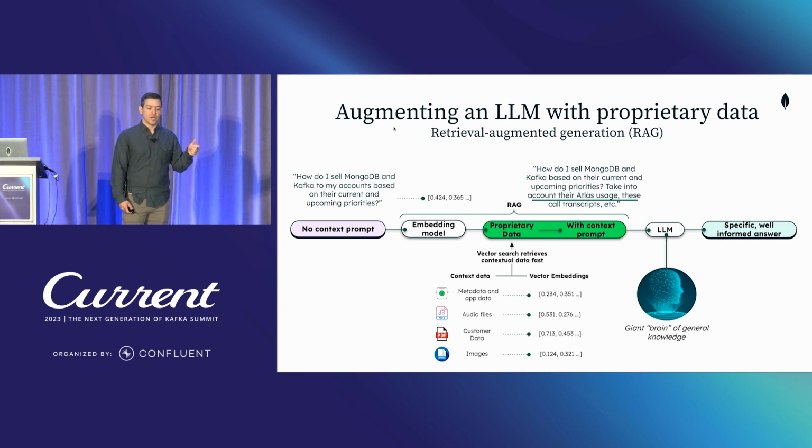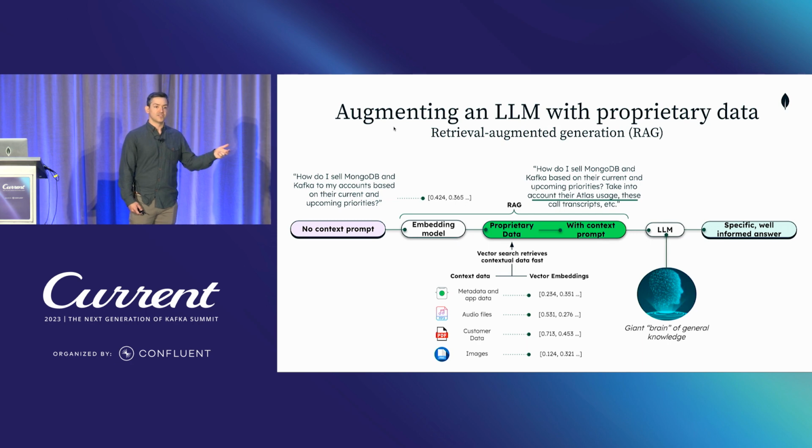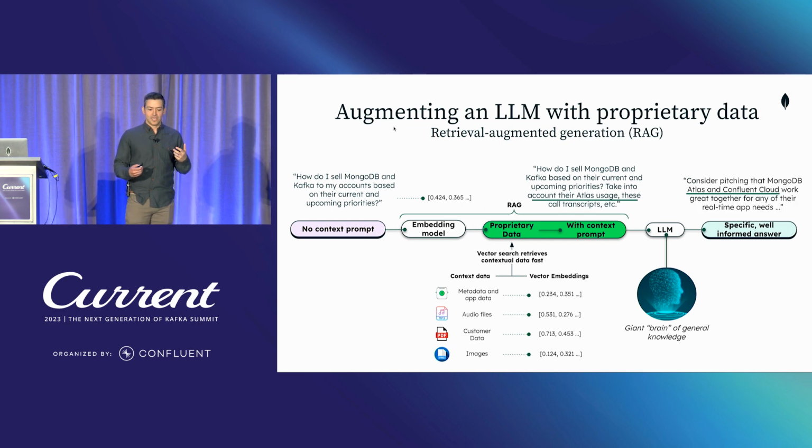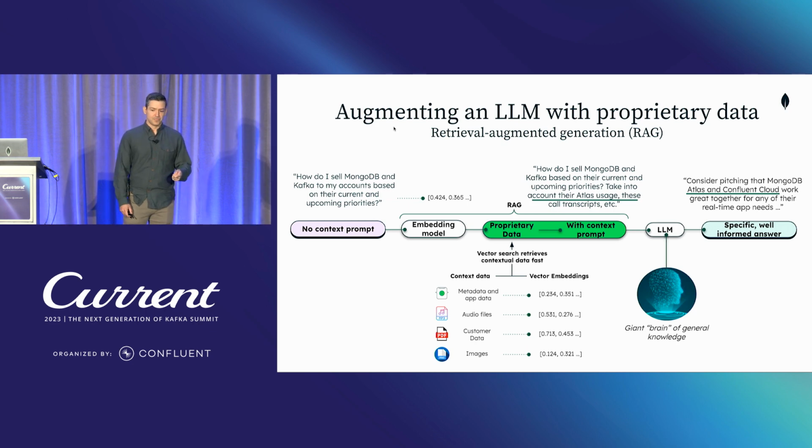So that prompt now becomes: how do I sell MongoDB and Kafka, taking into account their Atlas usage, some call transcripts, maybe screenshots or images of some whiteboarding I did, things like that. Taking some of that data and feeding it to that general purpose brain, I get a more specific, well-informed answer: consider pitching MongoDB Atlas and Confluent Cloud. They work great together for real-time apps.